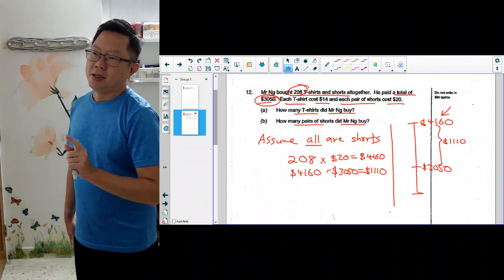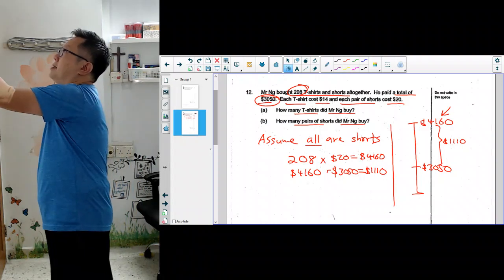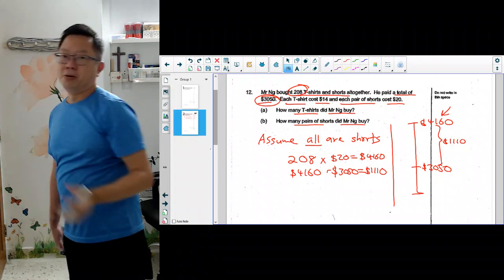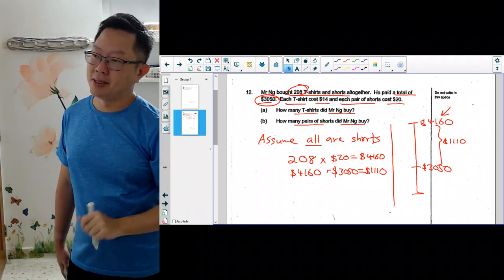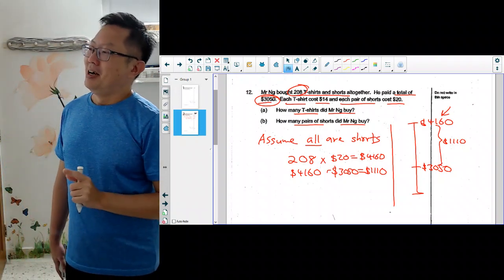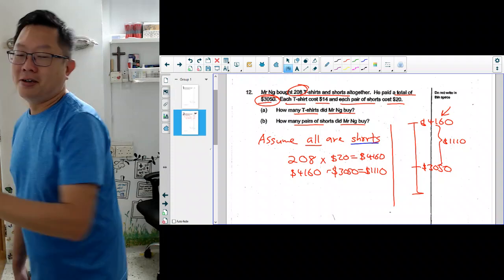Okay, now if you have to go down, then how do we go down? Press a button, and then the leaf will go down when you press the button, right? Okay, so is it true that all are shorts? It's not true, right?